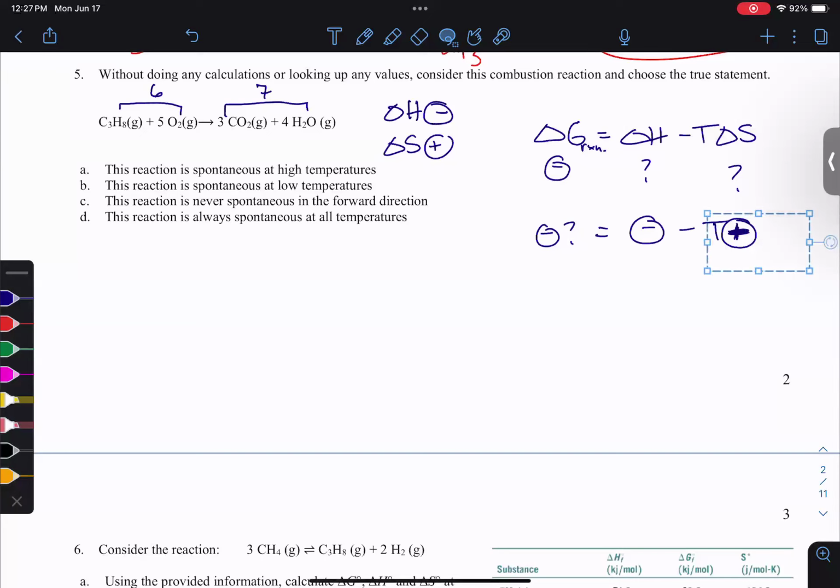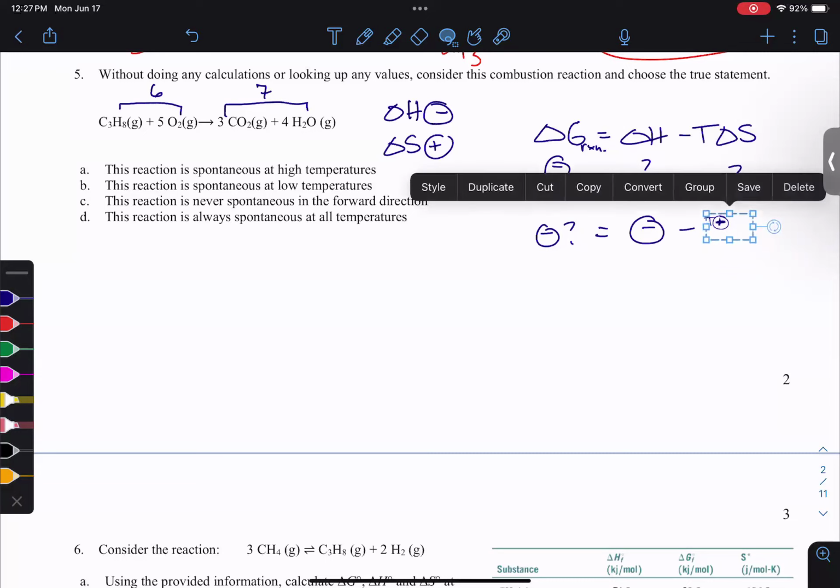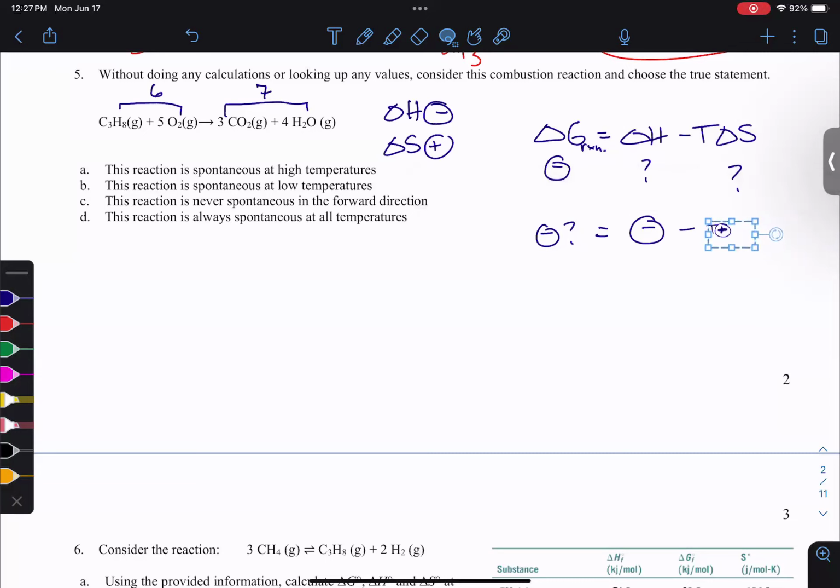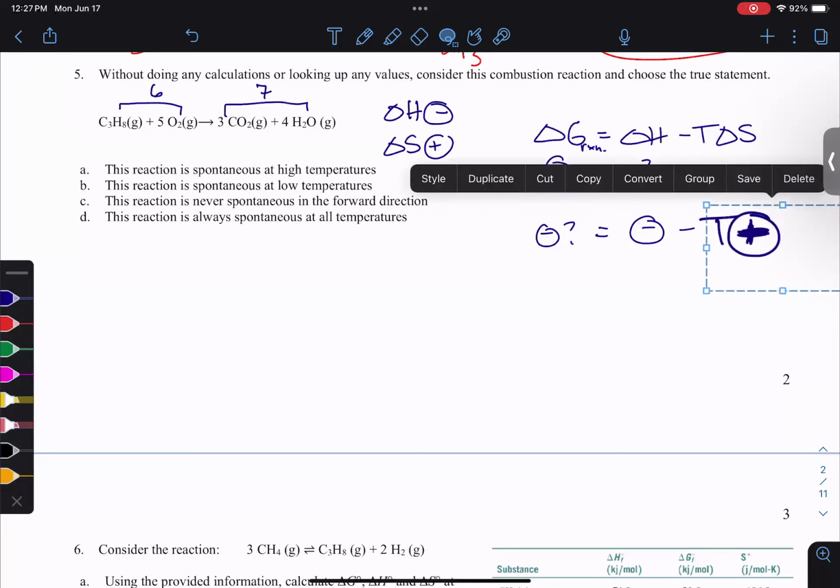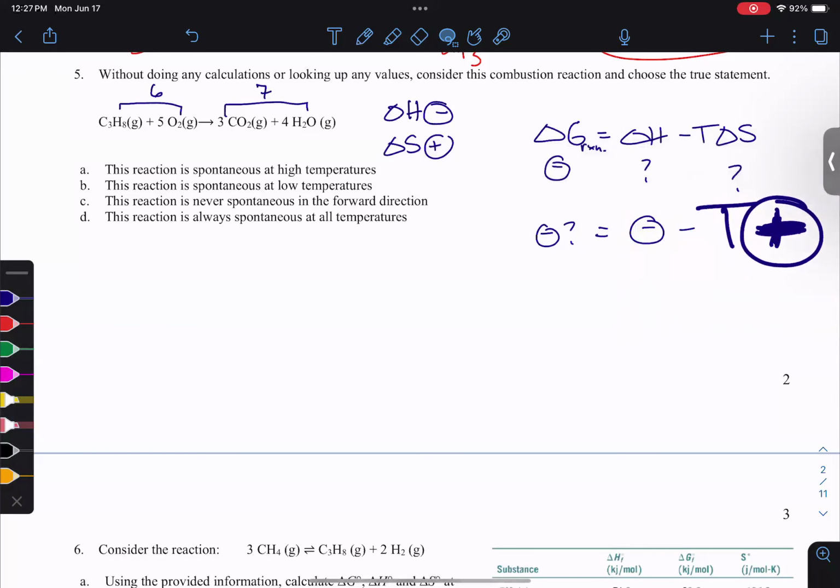What kind of temperature will make that happen? What happens when temperature is really small? What's the sign of delta G? So a negative number minus a positive number is still negative. But what if temperature is really big? A negative number minus a big positive number is still negative. Yes, so the answer will be this reaction is always spontaneous. It is always spontaneous. All right, because of the sign of entropy.